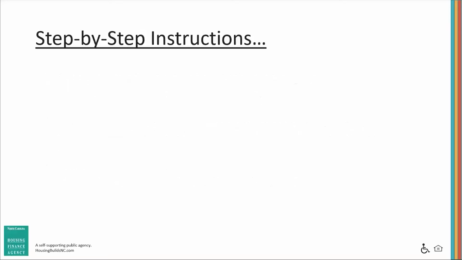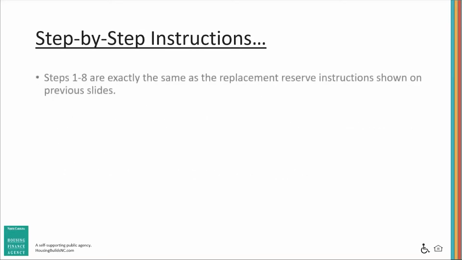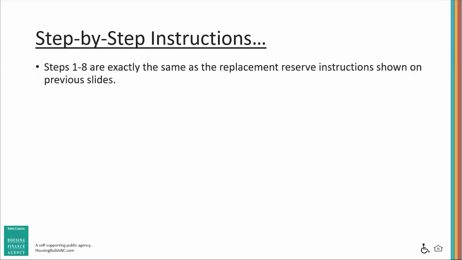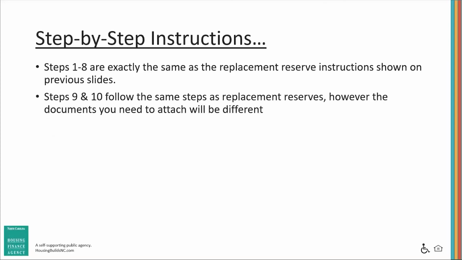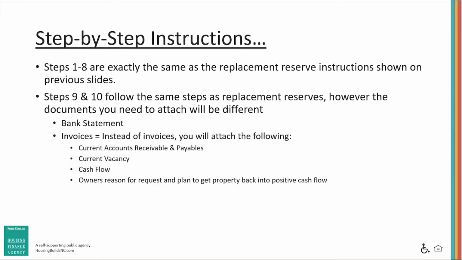So when submitting operating reserves, steps 1 through 8 are exactly the same as the replacement reserves. Steps 9 and 10, which is where you will attach documents, it's the same process. However, the documents that you will attach will be a little bit different. You'll attach the bank statement, and under invoices, instead of invoices, you will attach the backup as to why you need an operating reserve withdrawal.